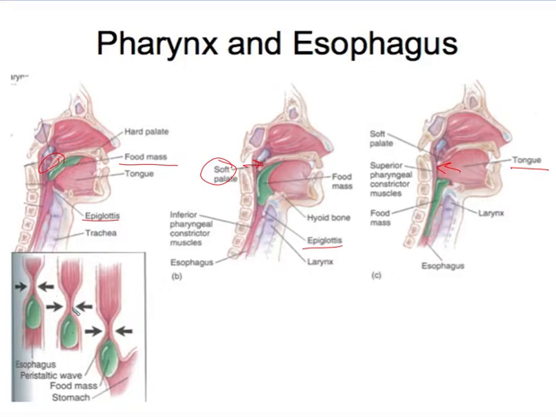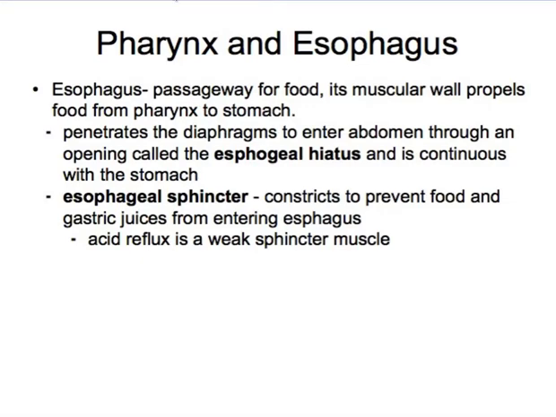And then this is what happens to the food as it travels down the esophagus. You have it go from the top to the bottom to then eventually reaching your stomach there. So your esophagus is a passageway for food. It runs right alongside your trachea, which is a passageway for air, but this is a passageway for food. Its muscular wall propels food from the pharynx to the stomach. So the muscular wall moves food, and your esophagus takes food from the pharynx to the stomach.